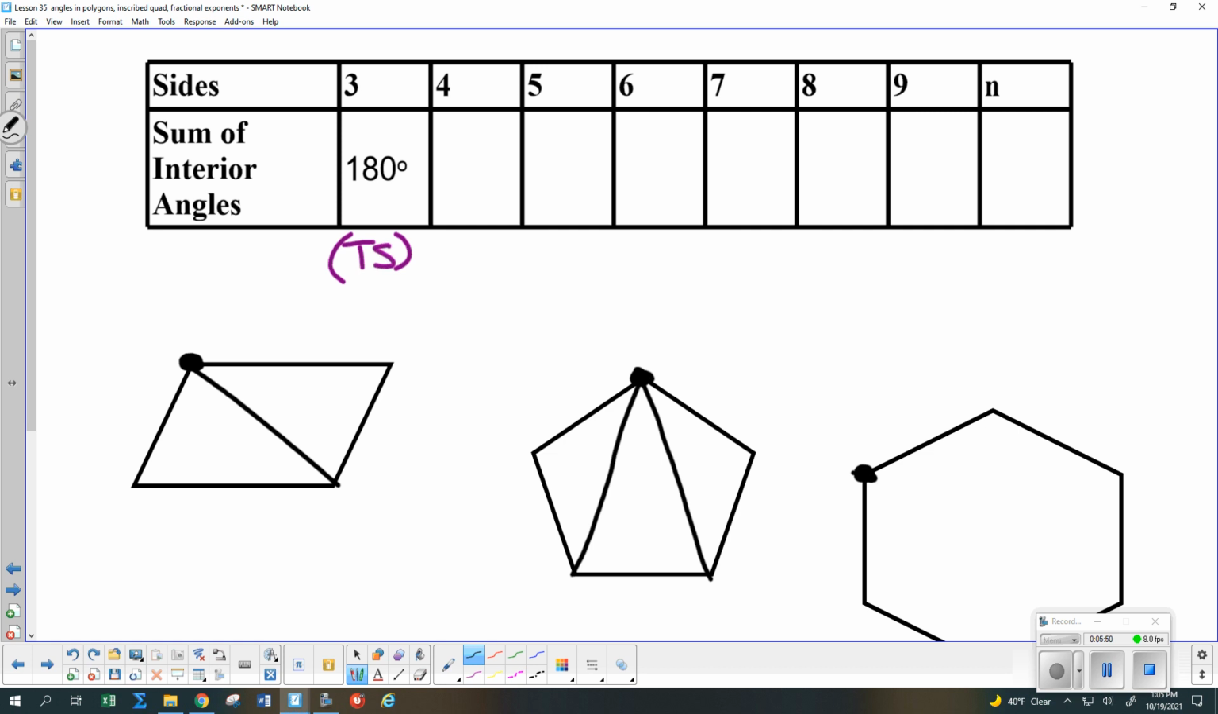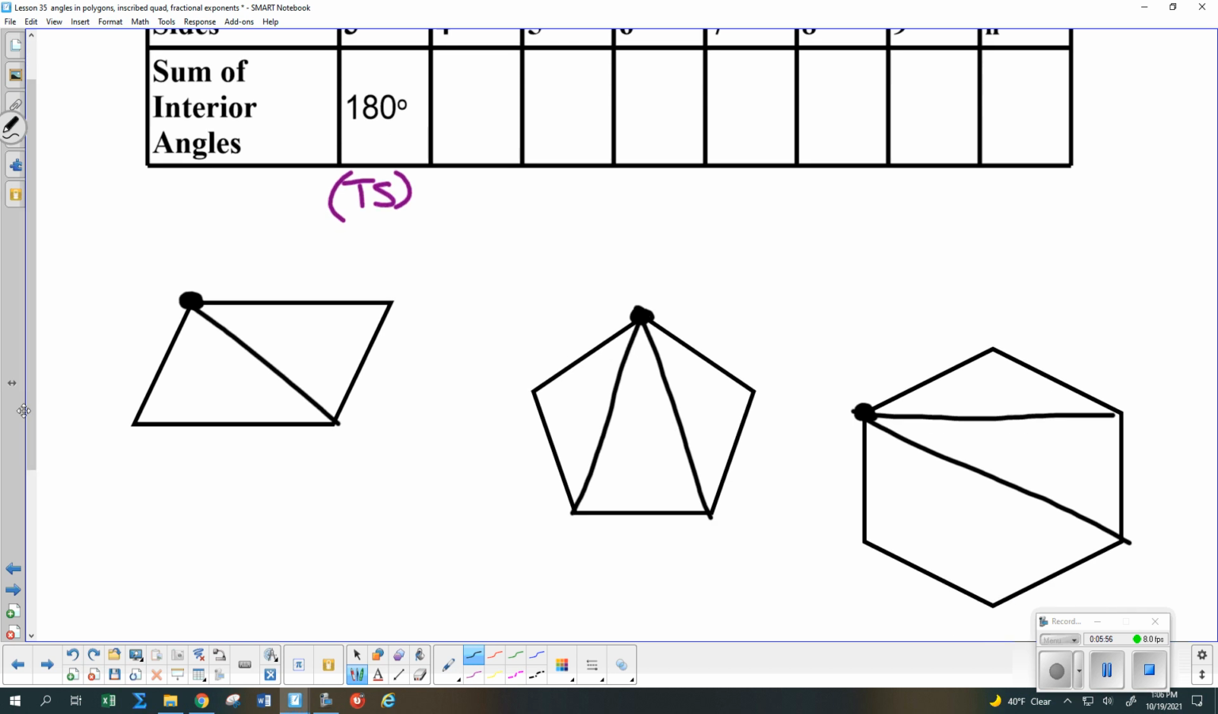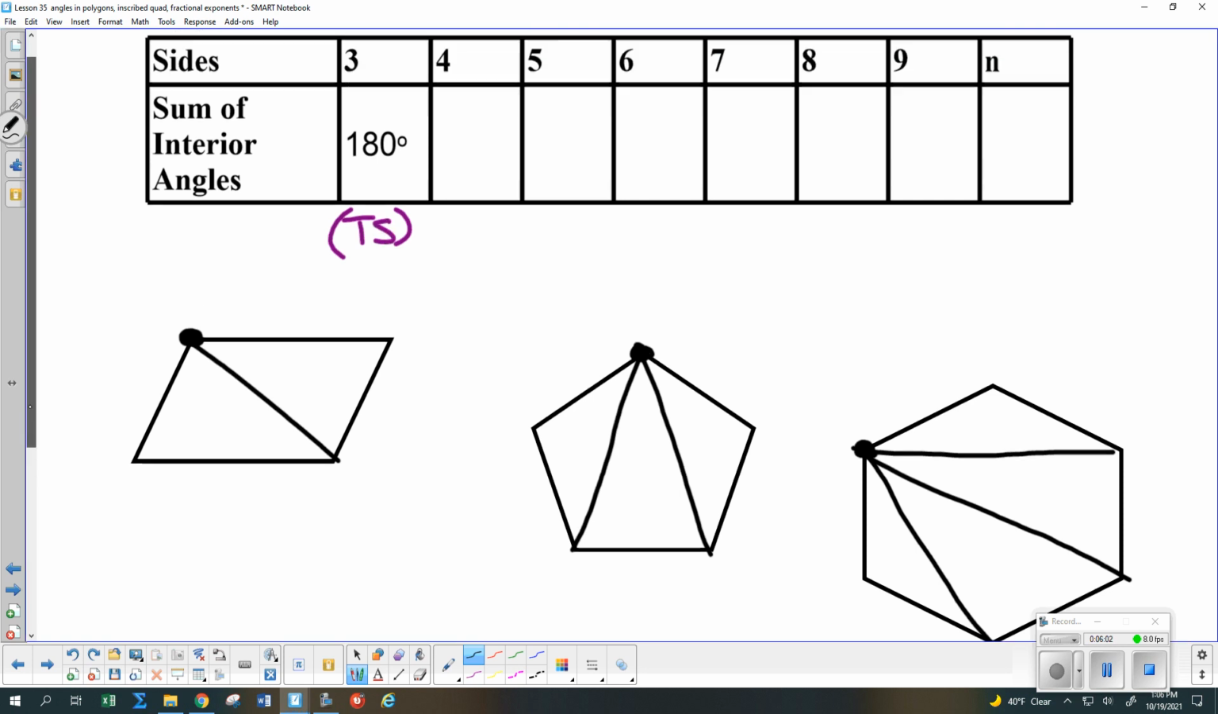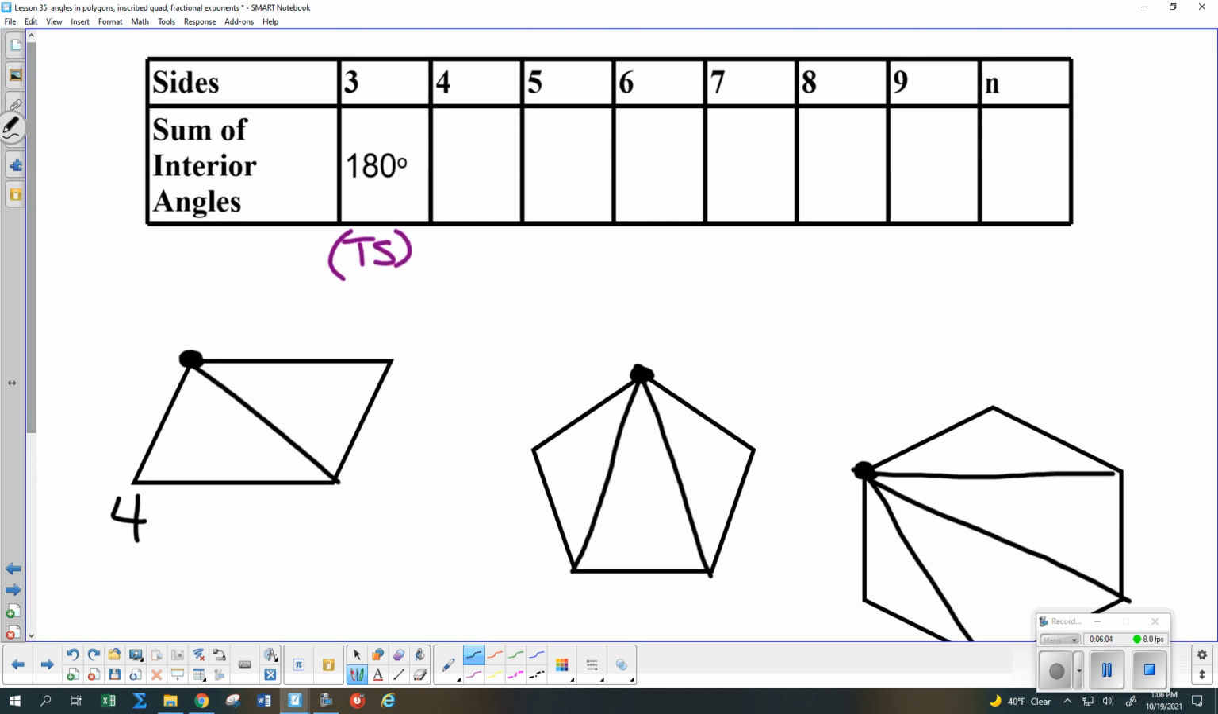Doesn't matter which vertex I pick, but I'm only going to draw the diagonals from one vertex until I've drawn all the possible diagonals that I can. So, looking at this quadrilateral, where we had 4 sides, when I did that, how many triangles did I draw? Everybody? 2 triangles.